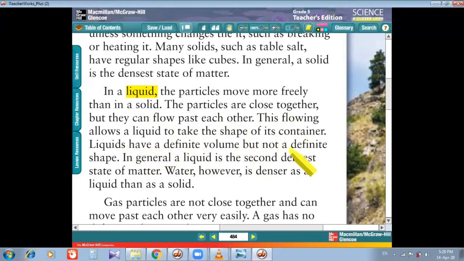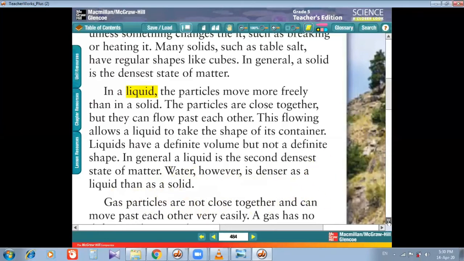Liquids have a definite volume but not a definite shape. Yes, they have the definite volume, but the shape is not fixed. They take the shape of the container. In general, a liquid is the second densest state of matter. The first one is the solid, and then the liquid. Water, however, is denser as a liquid than as a solid. But water, it's an exception. Water is the only liquid that is denser as a liquid than as a solid.